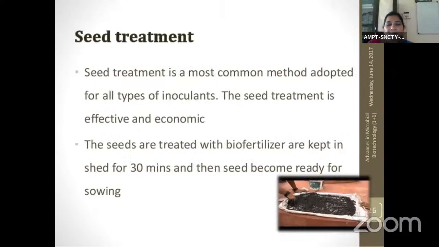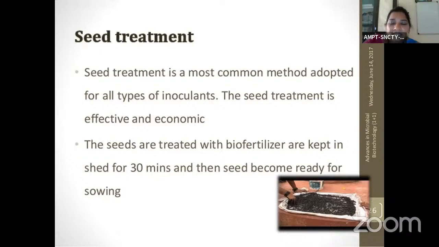First, the seed treatment method. Seed treatment is the most common method adopted for all types of inoculants. It is effective and economic because the quantity of biofertilizer used is less. For 1 acre of seed, we are recommending 250 grams if the seed is not treated with pesticides. If it is already treated with pesticides or fungicides, then for 1 acre of seed we recommend 500 grams of biofertilizer, a double dose.